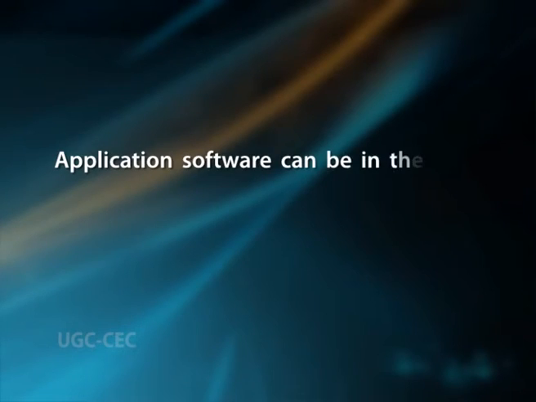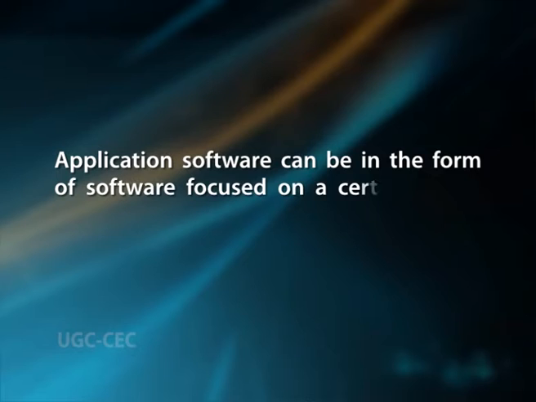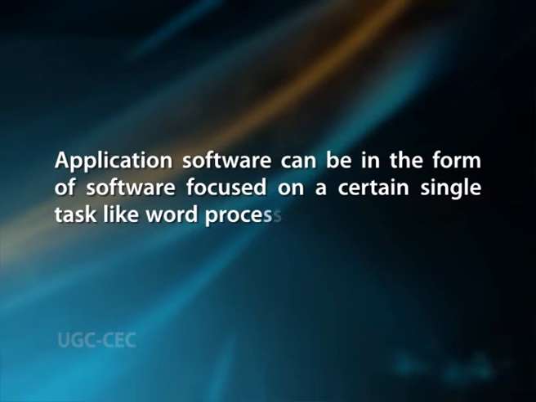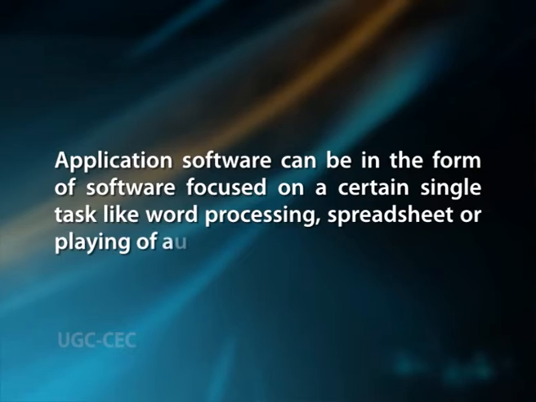Popular application software. Application software utilizes the capacities of a computer directly for a dedicated task. Application software is able to manipulate text, numbers and graphics. It can be in the form of software focused on a certain single task like word processing, spreadsheet, or playing of audio and video files. Here we look at the application software types along with some examples of application software of each type.